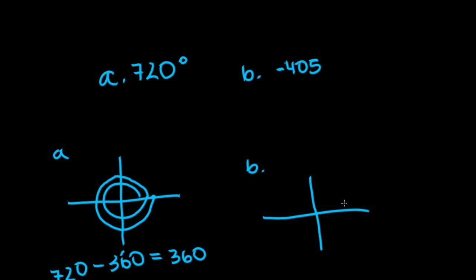For letter B, it tells us negative 405 degrees. To make a negative degree, you need to go the clockwise direction. So I'm going to start at my starting point and go all the way around once. That is 360 degrees. 405 minus 360 equals 45. So I know I have 45 degrees more to go. 45 degrees is halfway through a quadrant. So I will just go up until here. And that is what your graph will look like for these two problems.